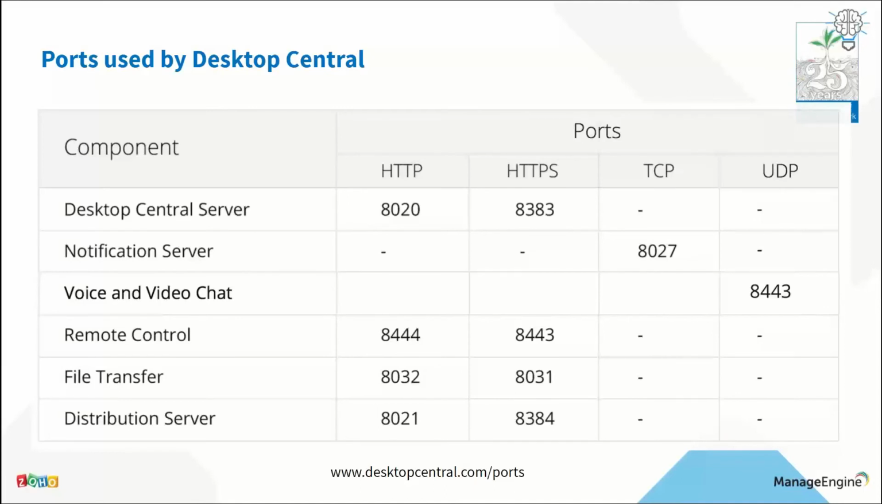Desktop Central runs primarily on two ports, okay? 8383, which is for HTTPS, or 8020, which is HTTP. All the agents talk to the server using this port, okay? And there is another port, 8027, which is TCP, which is used by the notification server. Now, let me explain what is this notification server, guys. Remember, I mentioned in the beginning, this is something really interesting, okay? Now, through this training, from the beginning, I always mention that the agent communications are always inbound to the server.